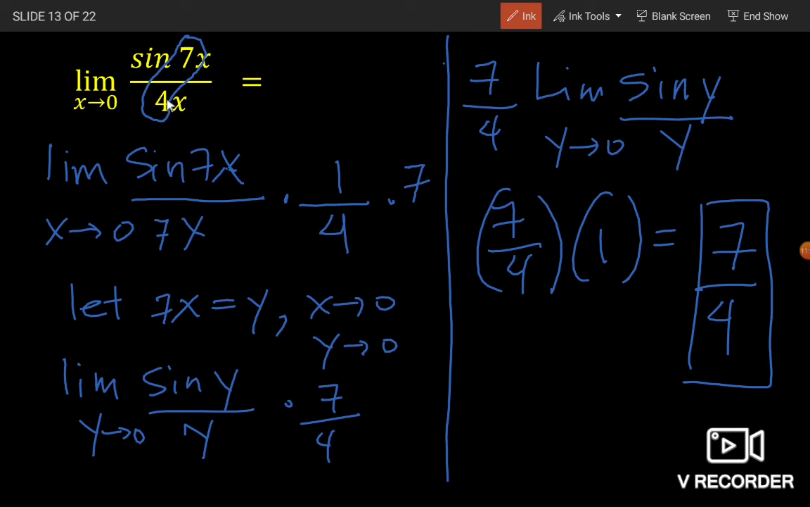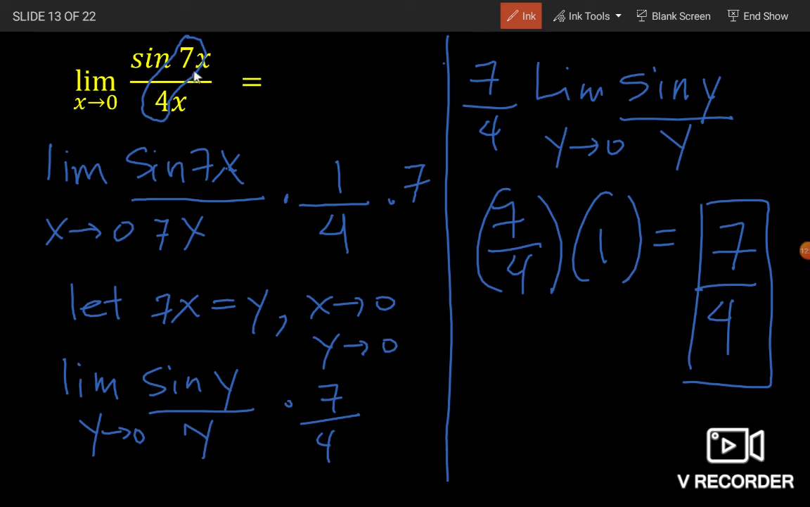answer will be 8 over 3. If instead of 7 over 4, you have 10 over 3, the answer is 10 over 3. If this is 2 instead of 7, and this is 5 instead of 4, the answer will be 2 over 5. So you can just look at the numbers in the numerator as well as in the denominator. The quotient of those two numbers is the final answer.